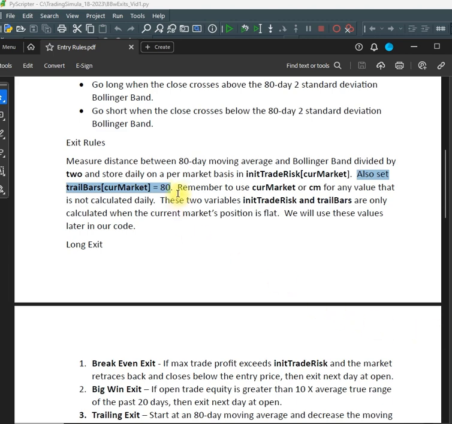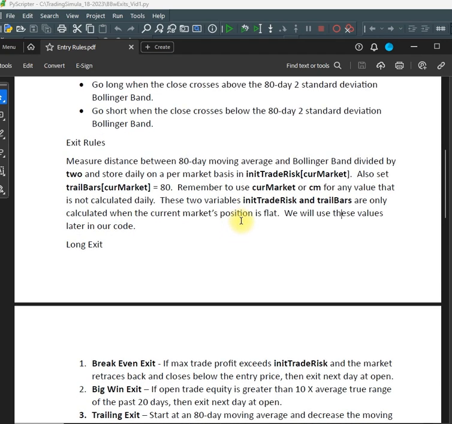So here I go. Remember to use current market or CM. You can use either current market or CM as your variable index for any value that is not calculated daily. These 2 variables, init trade risk and trail bars, are only calculated when the current market position is flat. We'll use these values later in the code.